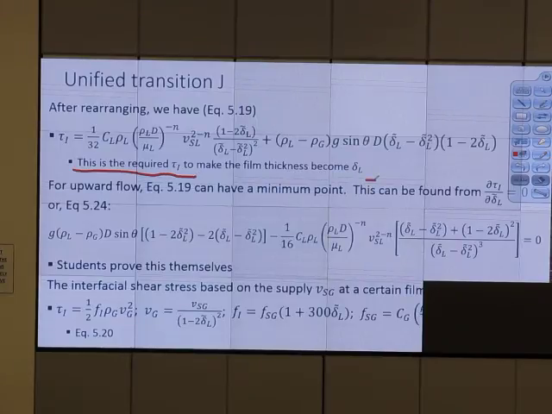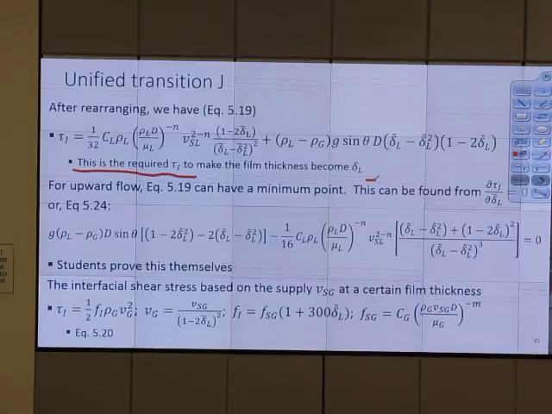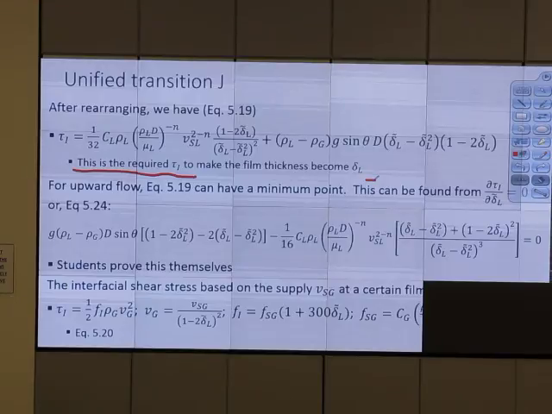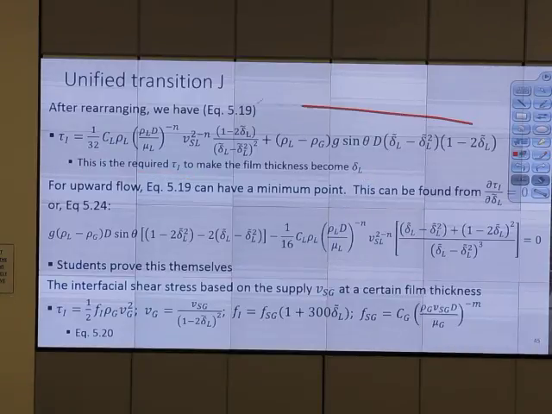This means if we have a certain film thickness, we require a certain shear stress to keep it that thick, right? Gas core moving up, we have some thickness of the film. So there's a relationship between the required shear stress and the film thickness. So let's look at the solution of this. You have this graph, right? Let's look at the solution.